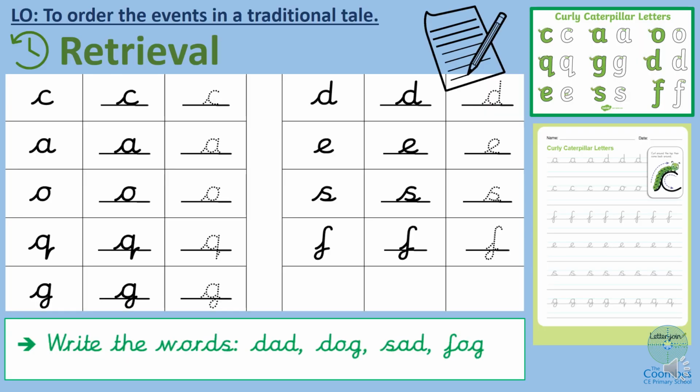Each lesson starts with something called retrieval practice, and this is looking at something that the children have already learned but they need to practice a little bit further. So today's starter is looking at curly caterpillar letters and how to form them.